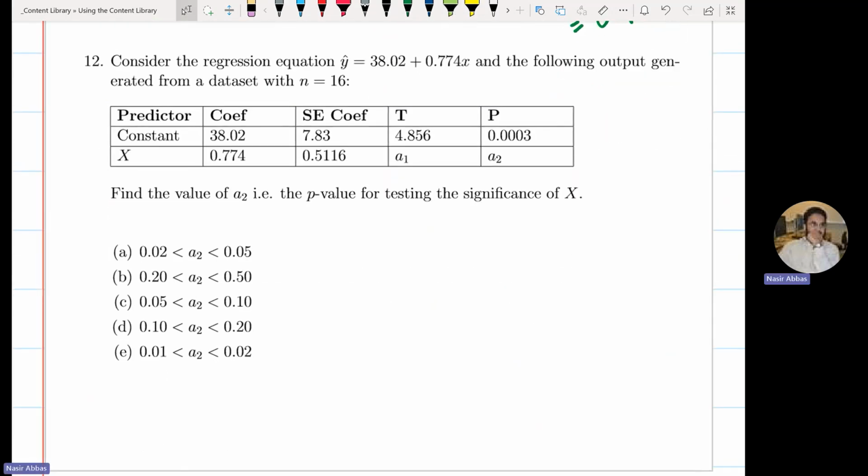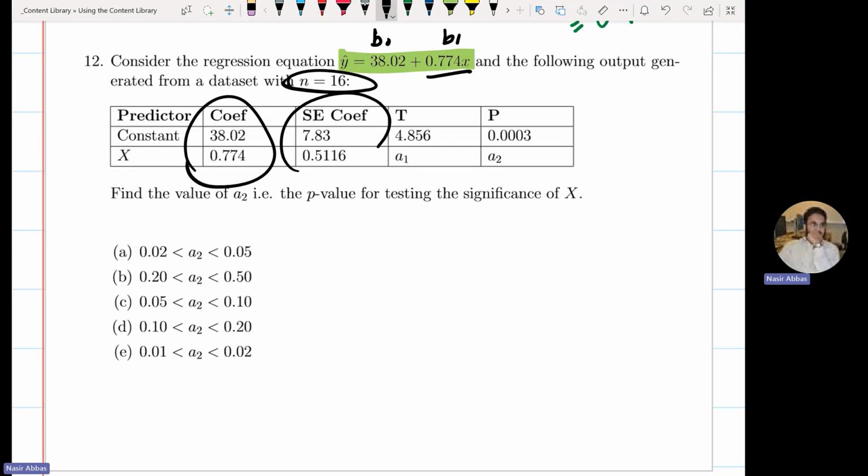Consider the regression equation. You see, many of the questions are less calculation, more output based. So focus on the calculation, but also focus on understanding the relationship between the numbers. Consider the regression where you have y hat equals 38.02. What is 38.02 here? B0, good. What is 0.774? B1. And the following, what is the sample size? 16, good. Also given here.